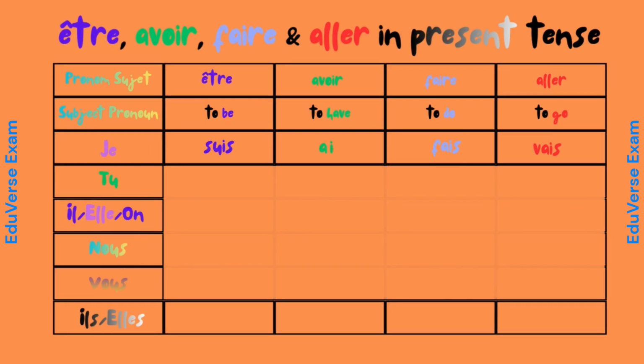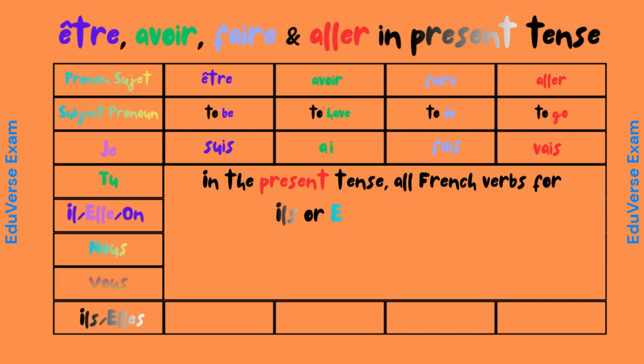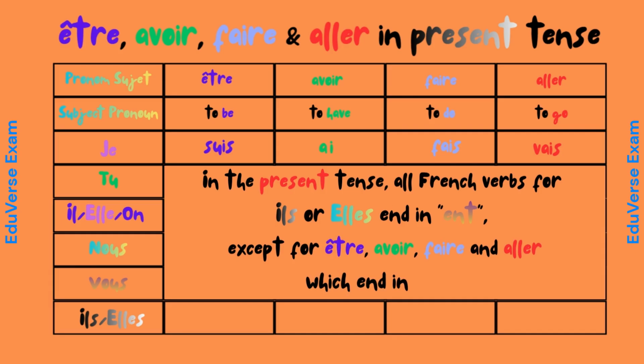Let's remember the rule. In the present tense, all French verbs for il or elle end in e, n, t, except for être, avoir, faire, and aller, which end in o, n, t. So, let's fill up the last row's cells with o, n, t.